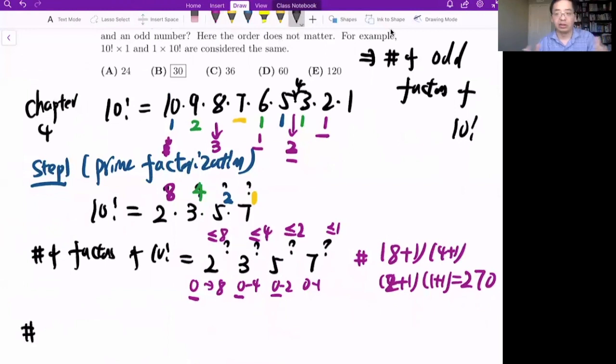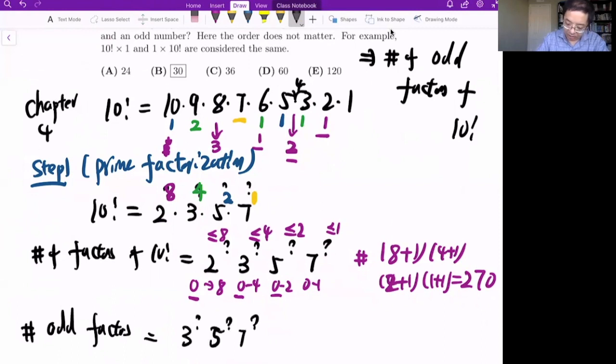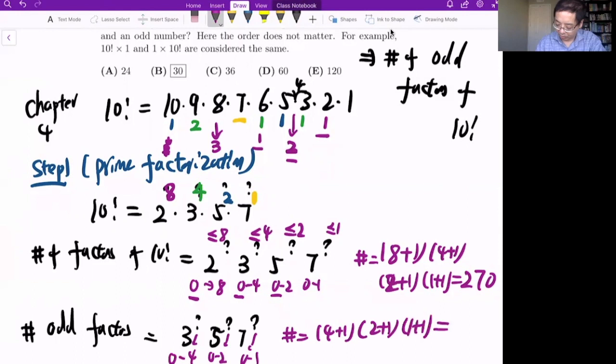Now here we only need the number of odd factors. Odd factors just means you only look at 3 to this power, 5 to this power, and 7 to this power. It's similar. So this power could go from 0 to 4, here the power could go from 0 to 2, and here the power 0 to 1. So the number is 4 plus 1 times 2 plus 1 times 1 plus 1, so this one is 30. We get 30.